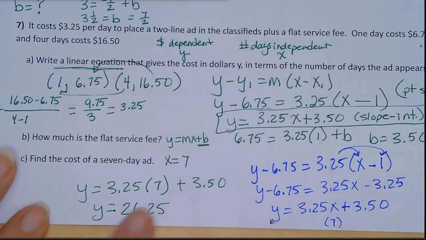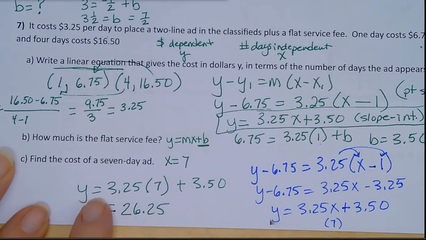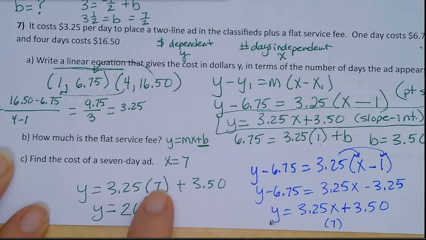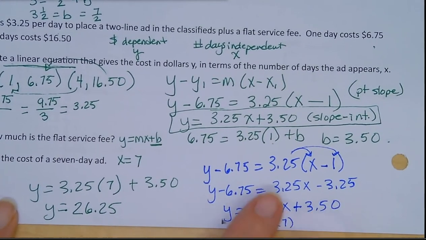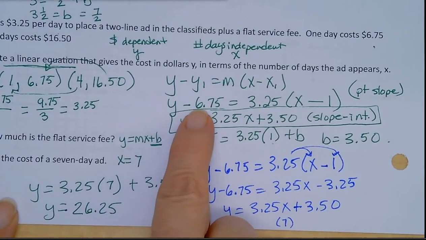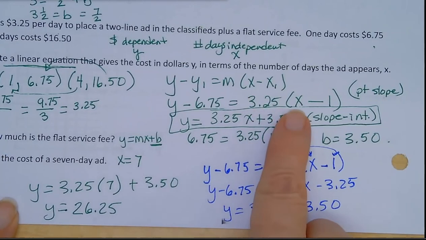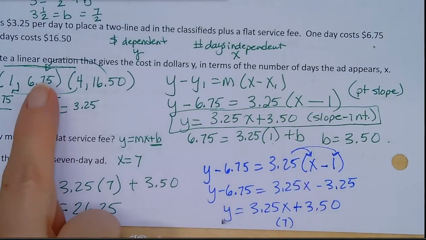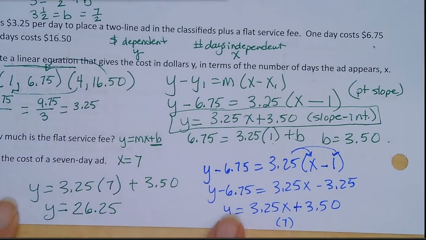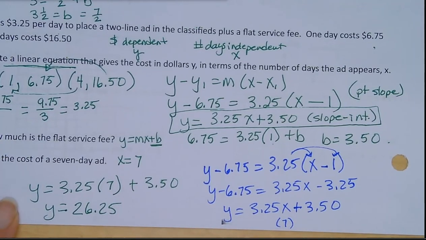Okay, I just solved using my slope-intercept form. I plugged in x equals 7 and got 26.25 as my amount. And then I used my point slope form here, y minus 675 equals 3.25 times x minus 1. But I plugged in the x and y that I knew. And when I simplified, I came up with my same equation, which is my slope-intercept form. And I knew that I could plug in that 7.